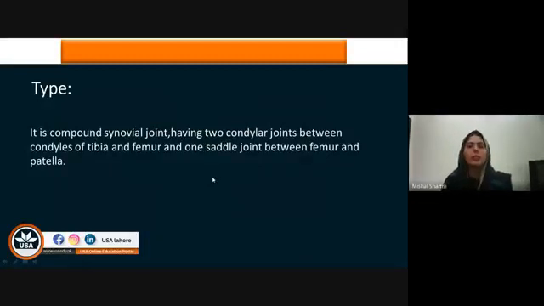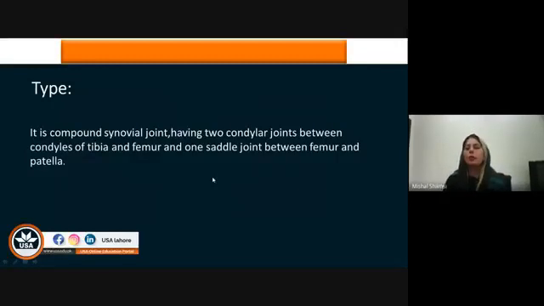Next, the question arises: what is the type of this joint? Basically, this is a compound synovial joint, having two condylar joints between the condyles of the tibia and the femur, and one saddle joint between the femur and the patella. So the two condylar joints are between the femur and the tibia, and one saddle joint is between the femur and the patella.